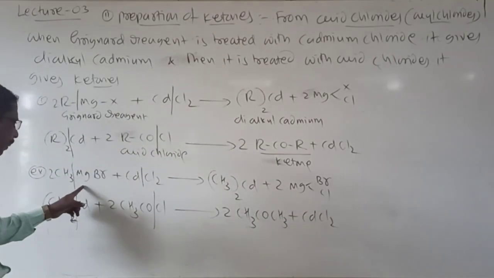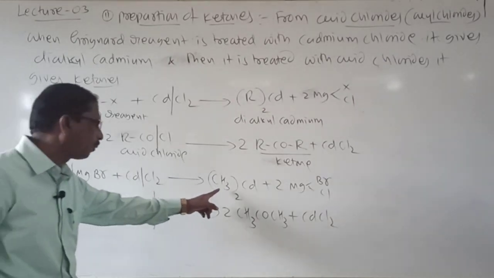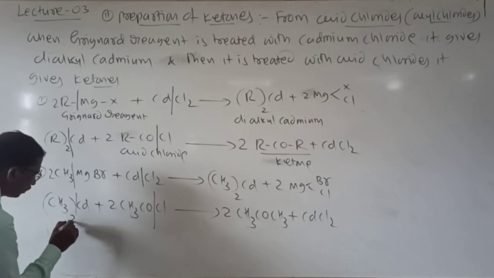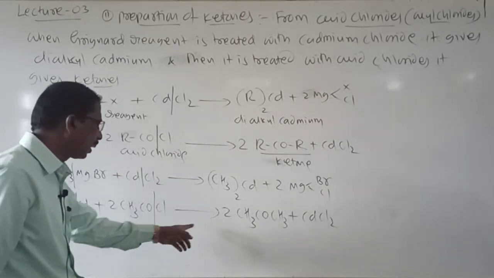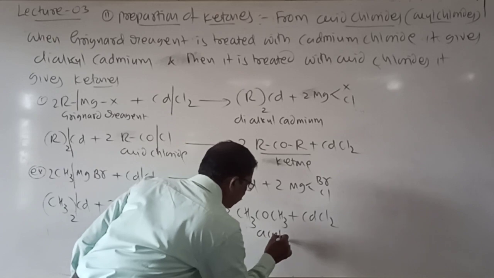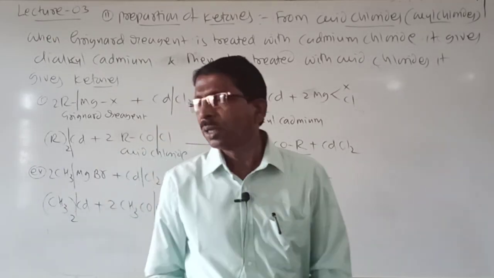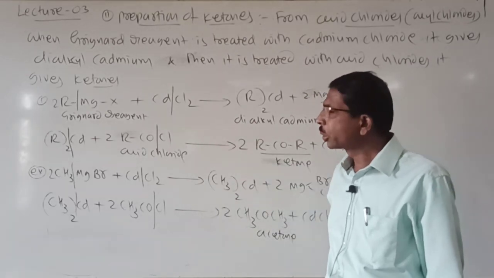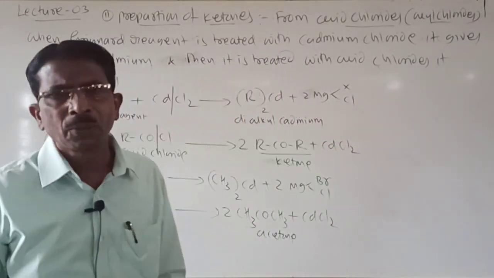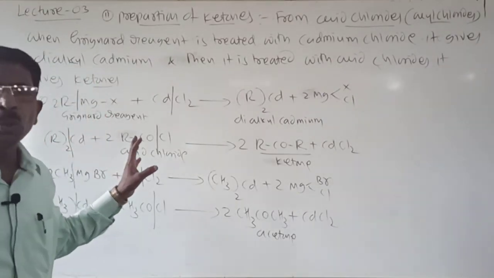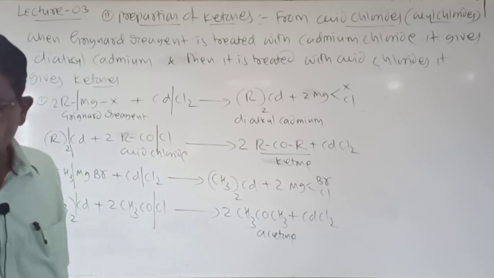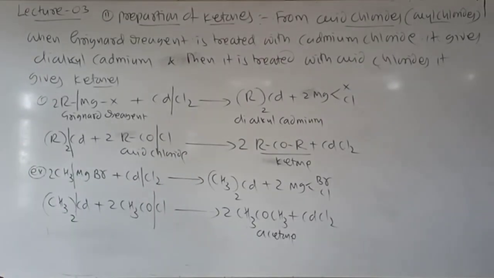Look here students, when methyl magnesium chloride is treated with cadmium chloride, it forms dimethyl cadmium, and when this dimethyl cadmium is treated with acetyl chloride, it forms acetone. So acetone is formed. You may write the general reaction or the example, any one. It carries 4 marks or sometimes 3 marks. So this is how ketones are prepared by using acid chlorides and Grignard's reagent.